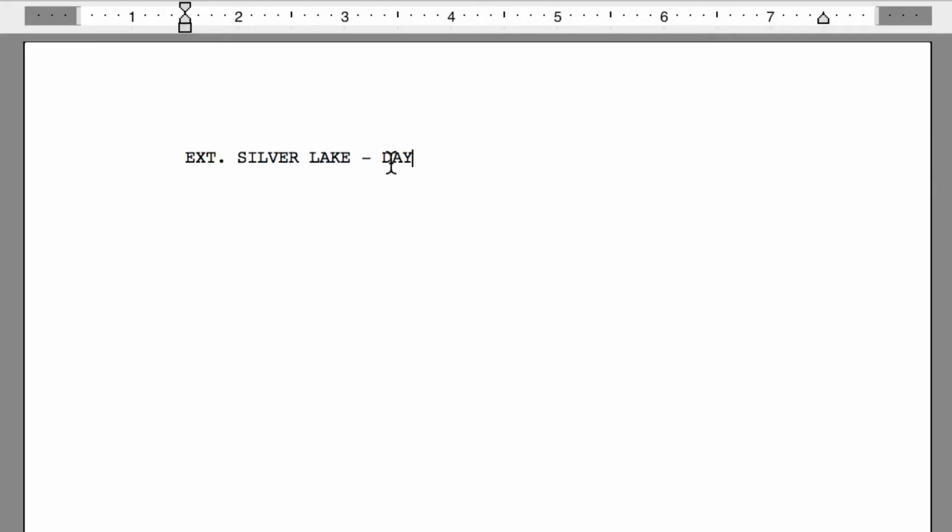The third element is there to tell us what time of day something is taking place. Mostly that's just day or night. You can get more specific, like afternoon, morning, sunset, dawn, something like that. But you should really only get that specific if it's important to the story to know what time of day the scene is taking place.